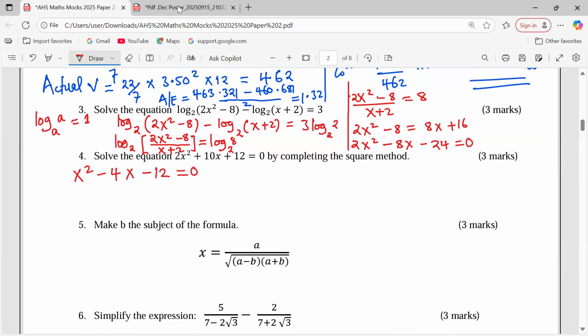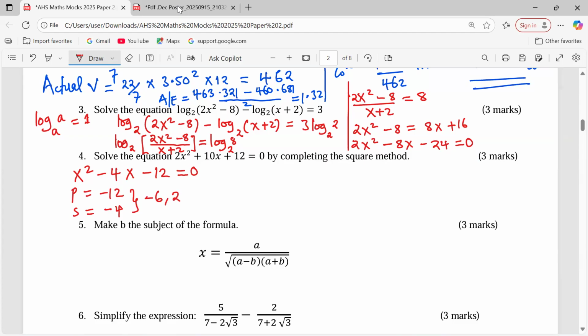Allow me to solve it using the factorization method, whereby I need a product of a times c, negative 12, and a sum of the value at b, which is negative 4. The two terms are minus 6 and plus 2. Product, minus 12. Sum, minus 4. So those are the two factors.